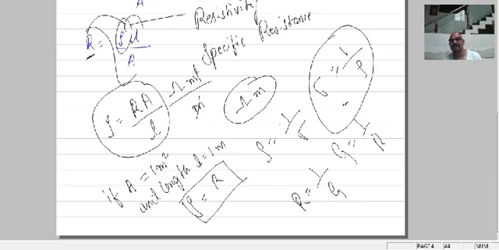So G means conductance, the reciprocal of resistance, and conductivity sigma, the reciprocal of resistivity. These are the important things that you have to keep in your mind always.